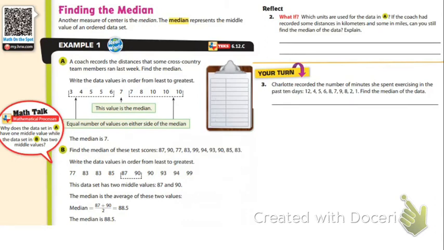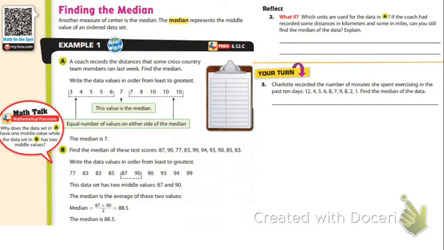Well, here, ladies and gents, I know I did say miles, but they didn't really specify. So it could have been miles or kilometers. But if the coach had recorded some of the distances in kilometers and some in miles, can you still find the median of the data? Well, let's say, for example, if it was 5 miles, 8 kilometers, 10 kilometers, 10 miles, you can't do that, not unless you convert them all into similar units, either all into miles or all into kilometers. Once you convert them all into the same units, then you're able to order them from least to greatest.